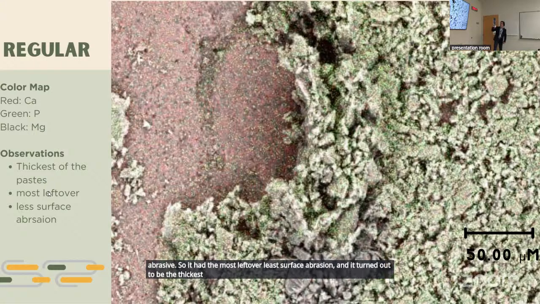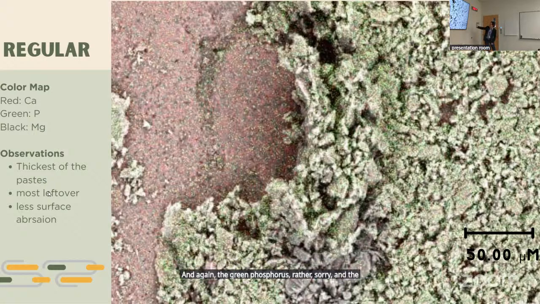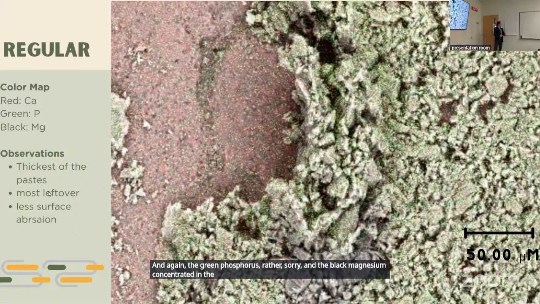And again, the green phosphorus, sorry, and the black magnesium concentrated in the paste here also aligns with what we originally picked up from our first sample there. So yeah, that's the breakdown of the regular, at least from my view. Now Kepler will get more into it.